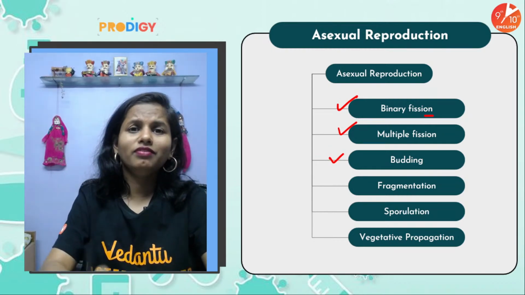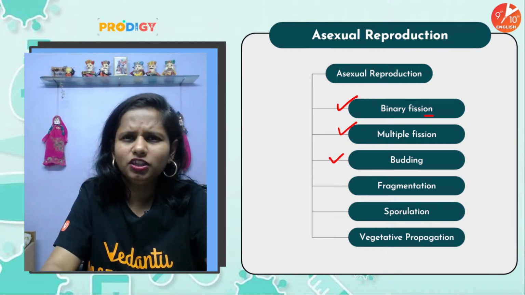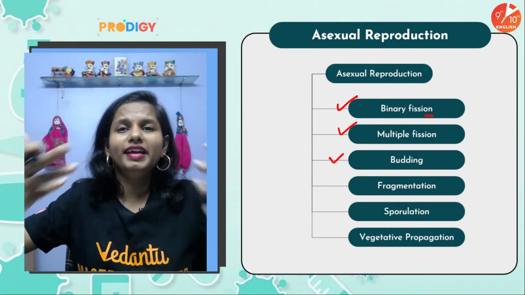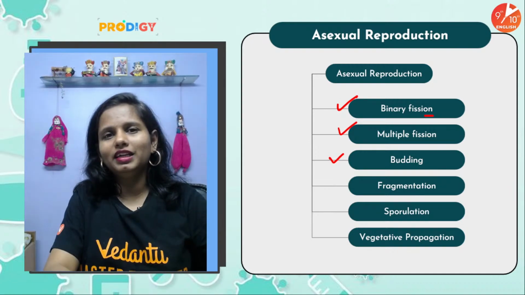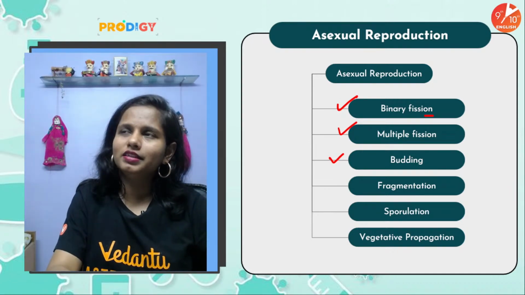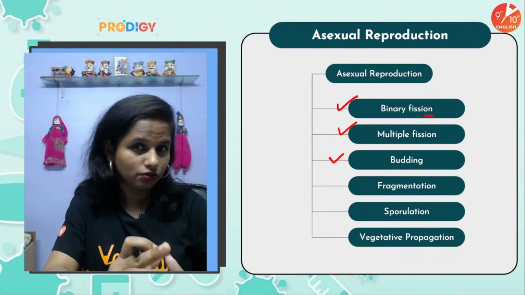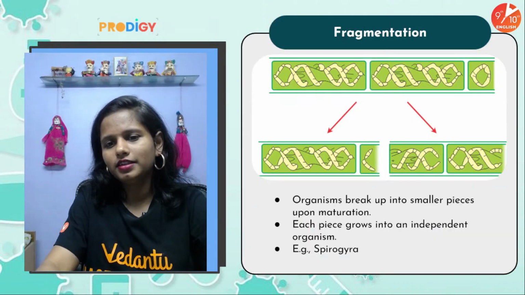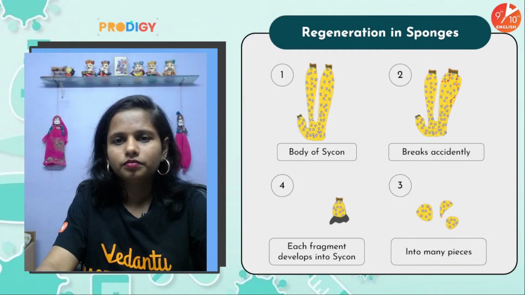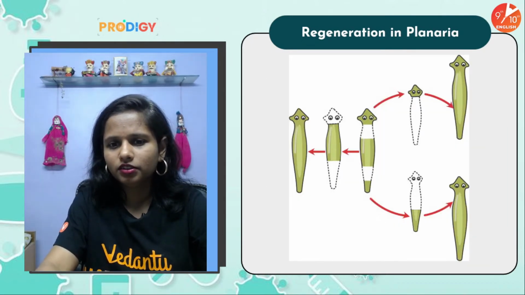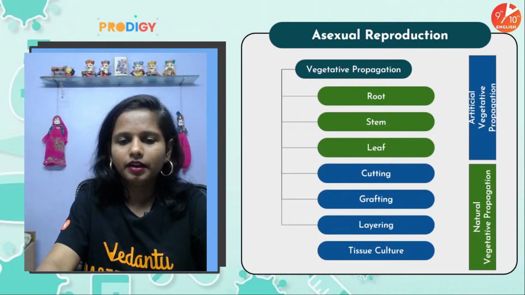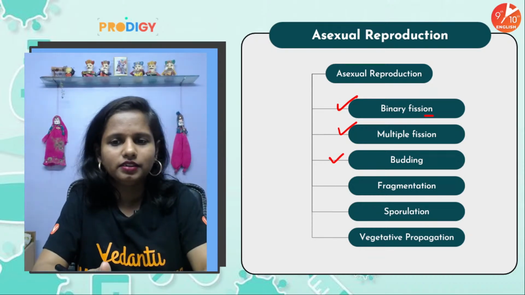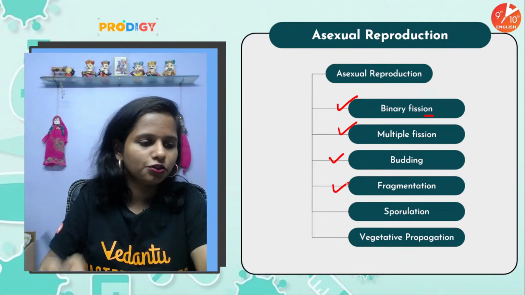And then fragmentation. Guys, in fragmentation, when the organism's body is long and filamentous, and it breaks into multiple fragments, each broken fragment develops into a new organism. Now it's not compulsory that every time the organism's body has to be filamentous like in case of Spirogyra. Example, in case of sycon. Okay, let me show you. Like in case of sycon, guys, every broken fragment develops into a new sycon. So yeah, that's fragmentation.